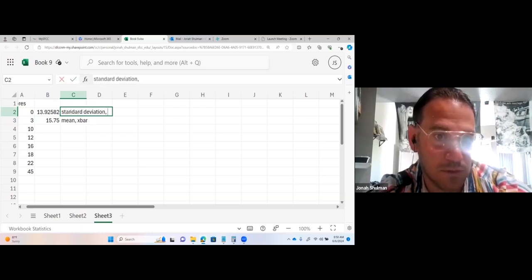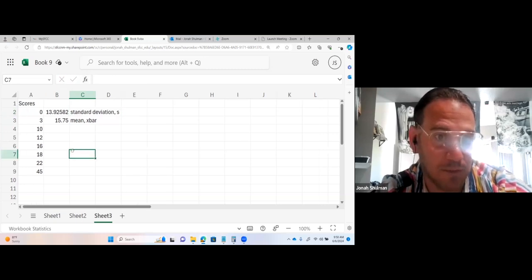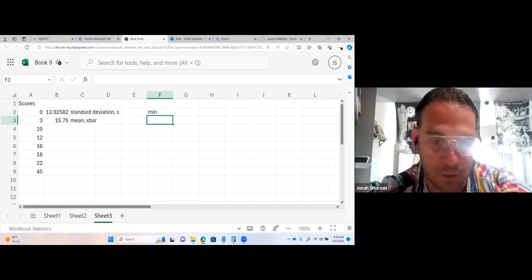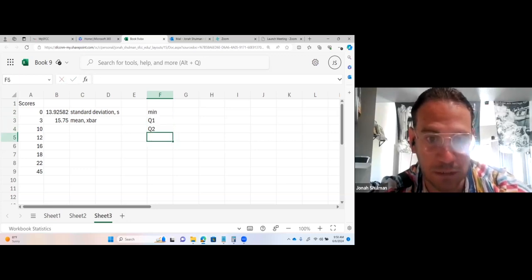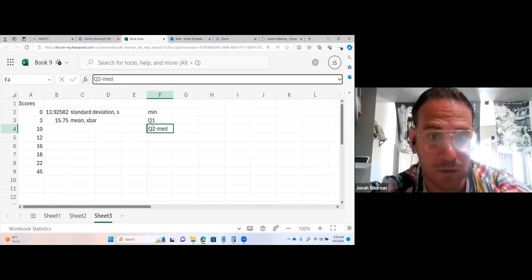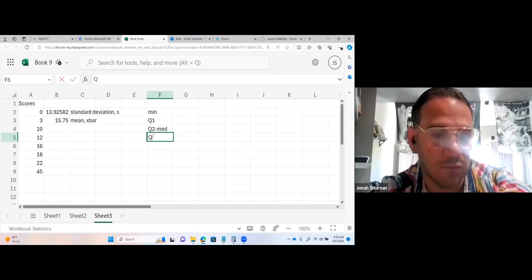And they just use a little S for this one. Okay. Now, these are the things we need. We need a minimum. We need a Q1. We need a Q2, which we know is the median. Well, I can put a little median next to it, which means 50% of the scores. I need a Q3. I need a max.